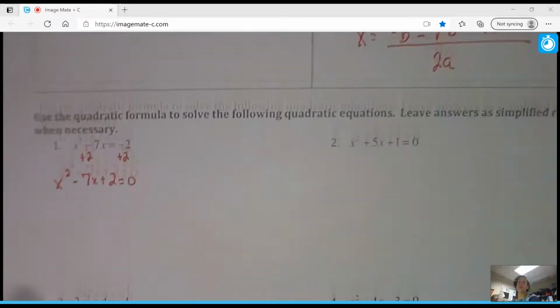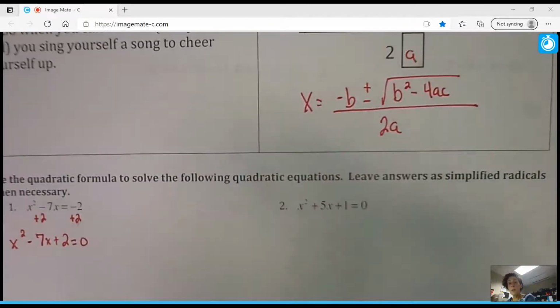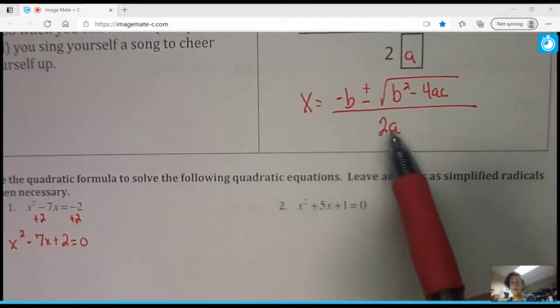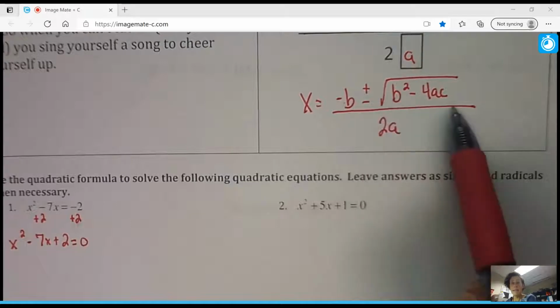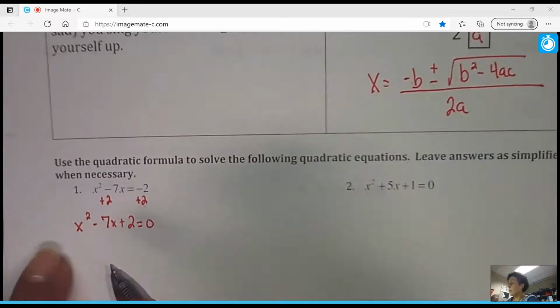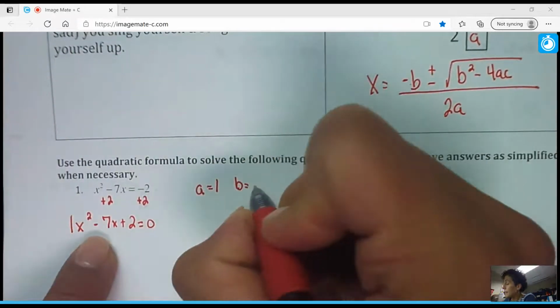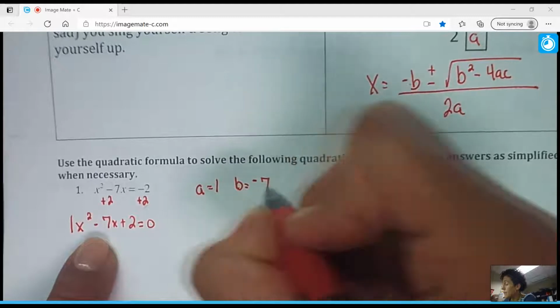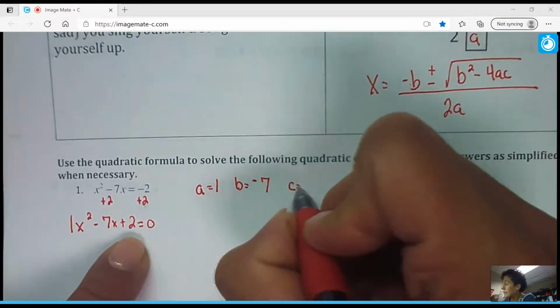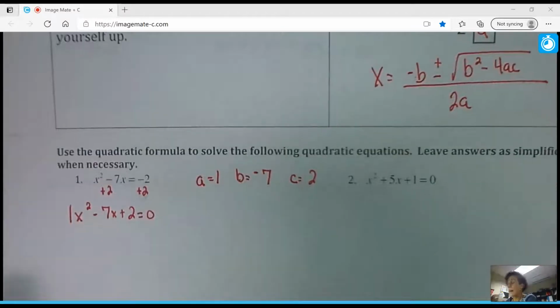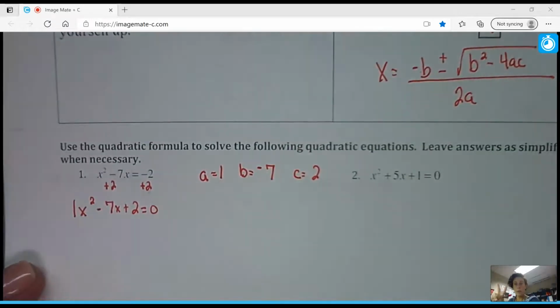And now we're going to do the quadratic formula. So in order to do that, I need to identify the values for a and b and c. And so a is the number in front of x squared, so that is technically a 1. B is the number in front of x, and you do have to see that as a negative 7. And c is the constant at the end. And now to find my two answers. Remember, we're always going to have two answers.